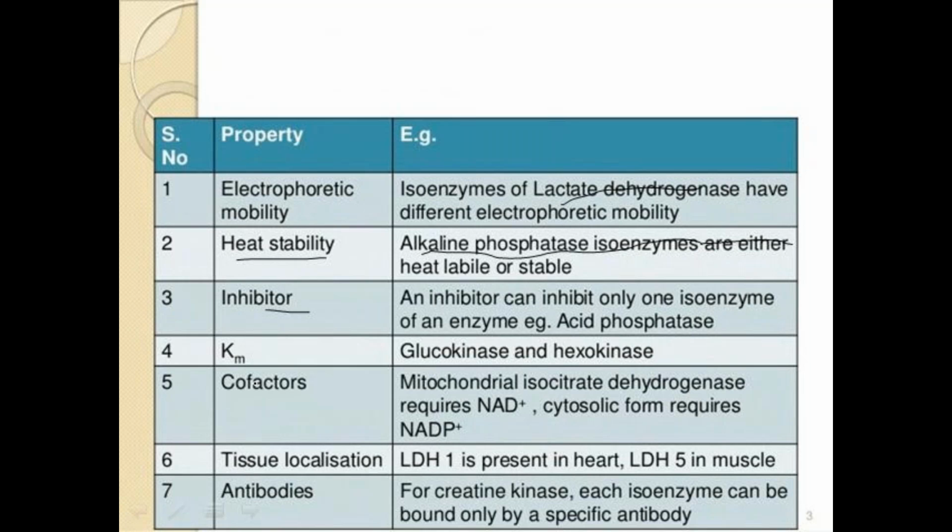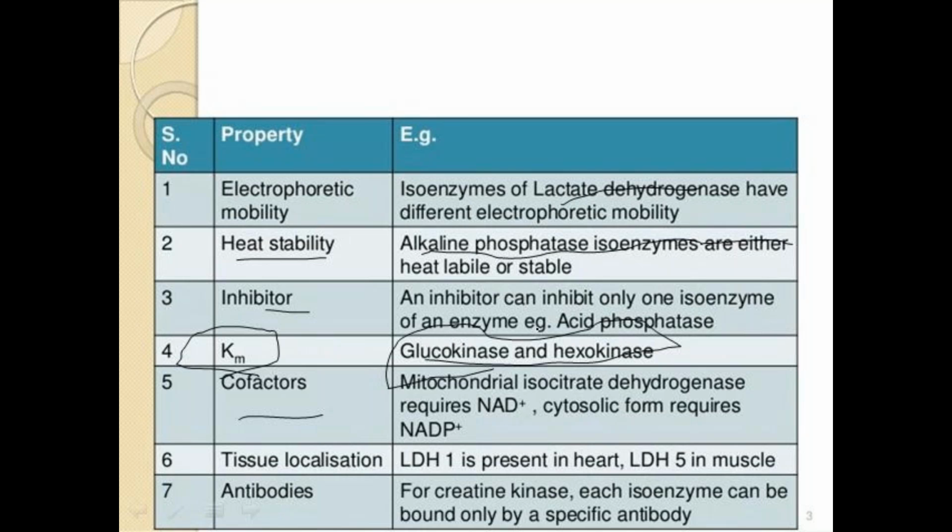And also based on the Km, which is a kinetic property, glucokinase and hexokinase are there. This mainly depends upon the substrate affinity, low affinity and high affinity, and these are classified into glucokinase and hexokinase. And next, based on the cofactors, these are classified into mitochondrial isocitrate dehydrogenase and cytosolic isocitrate dehydrogenase. These require cofactors, and the cofactors differ.